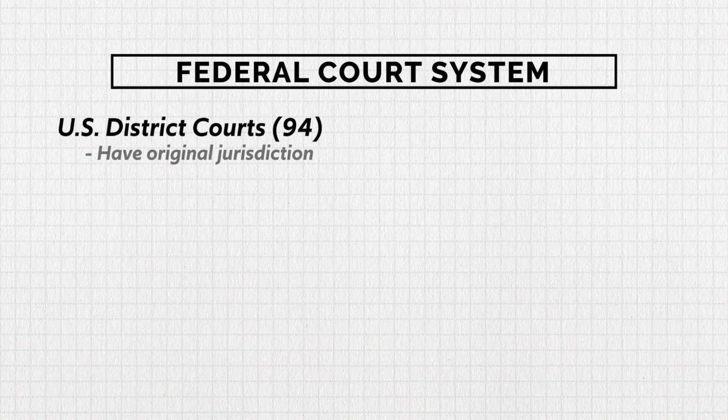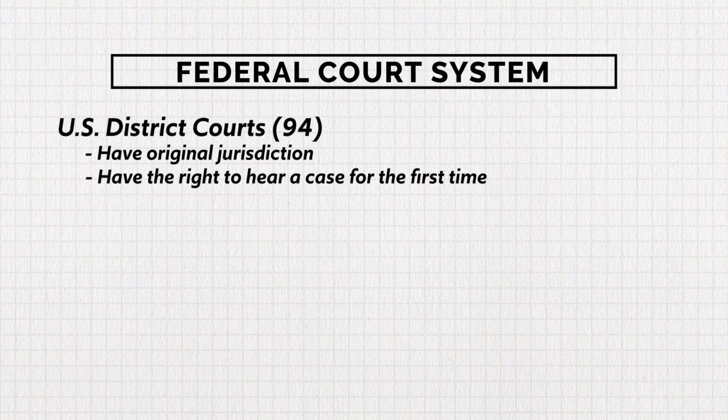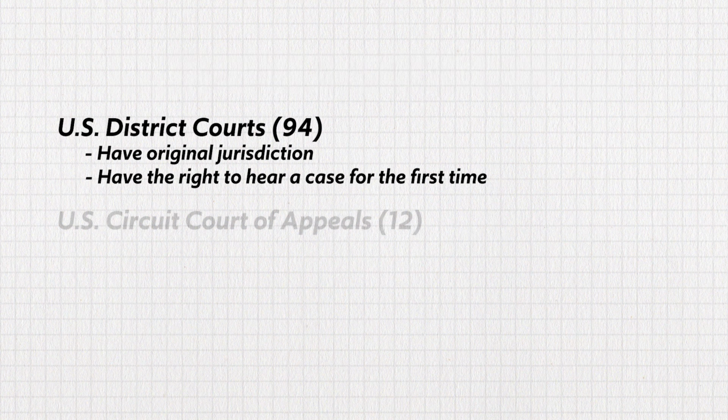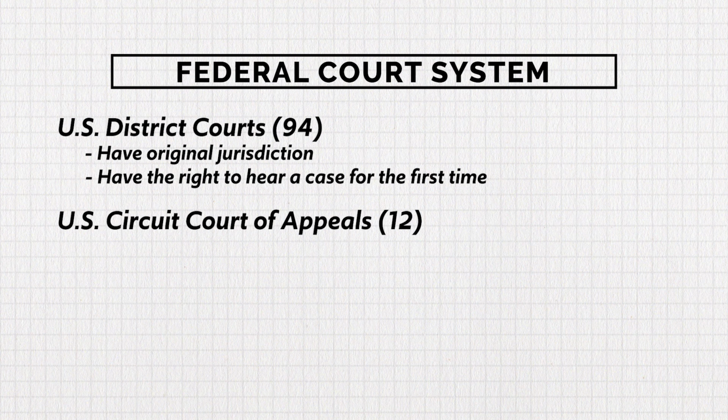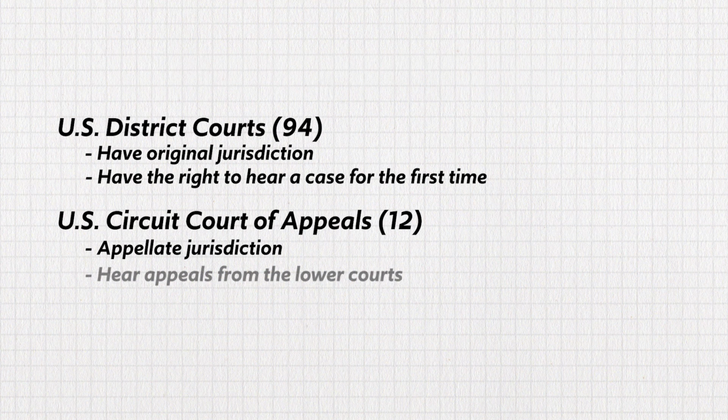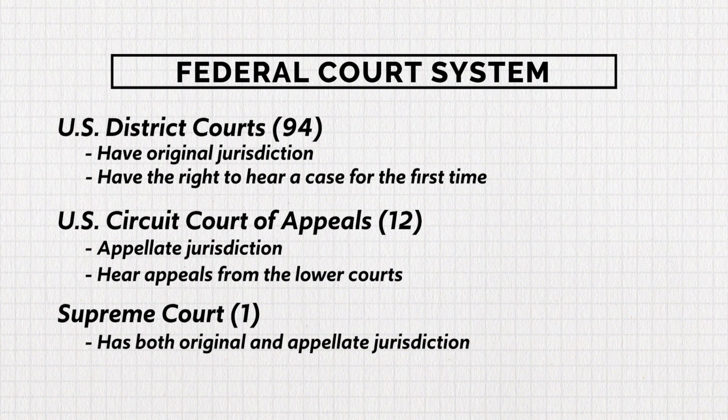These courts have what's called original jurisdiction, which means that they have the right to hear a case for the first time. On the next level, you have the U.S. Circuit Court of Appeals, and there are 12 of these. They have what's called appellate jurisdiction, which means that they hear appeals from the lower courts. And the big daddy federal court sitting on top of the heap is the Supreme Court, which has both original and appellate jurisdiction depending on the kind of case being heard.